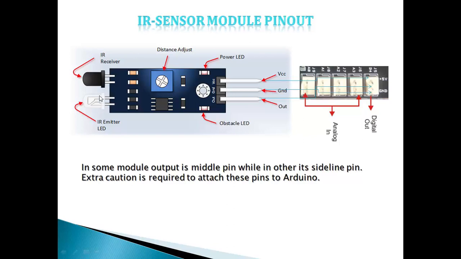As you can see in this diagram, we have two different LEDs. First, the black LED, which is called the IR receiver, and the white LED, which is called the IR emitter LED. Here is the distance adjuster, also called a potentiometer. This is a power LED, and these are three different pins in your IR sensor. This pin can be identified as the VCC pin, output pin and ground pin, and this is your obstacle LED.